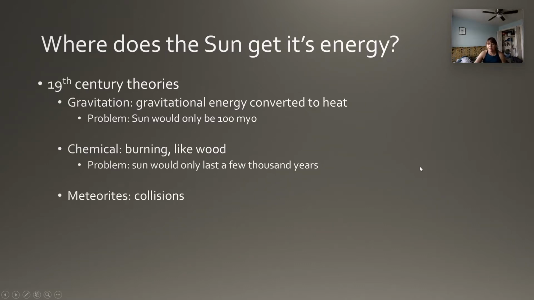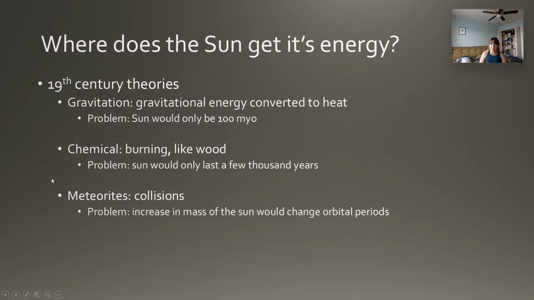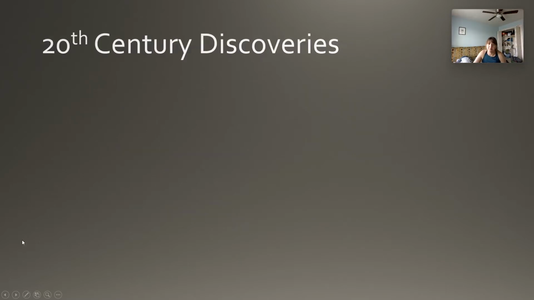And then there was another theory that the sun got its energy through collisions with meteorites. So lots and lots of meteorites were colliding with the sun, powering it. The main problem with this was that for that many thousands of meteorites to cause that much energy to be created, there would be a really big increase in mass of the sun, and that would change orbital periods for planets. And so that was also thrown out as a theory.